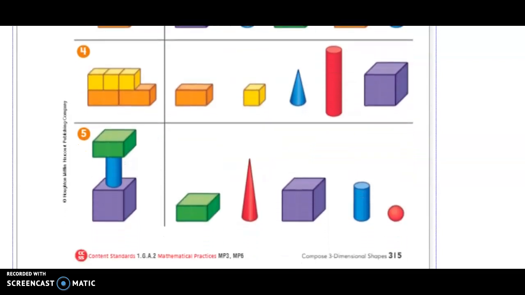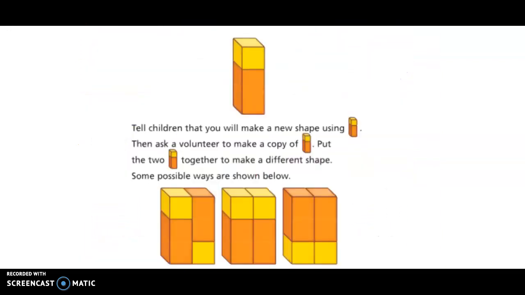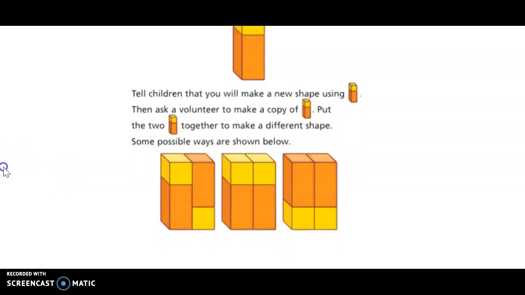Do the same for 4 and 5. Okay, this is similar to what we talked about earlier, but if you have these 2 shapes, you can make a copy of this and put the 2 together to make different shapes. Here are some possible ways shown below. Using your rectangular prism and your cube to make a new composite shape. So you can use this composite shape and this composite shape to make an even bigger composite shape.